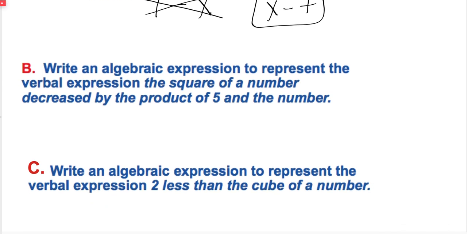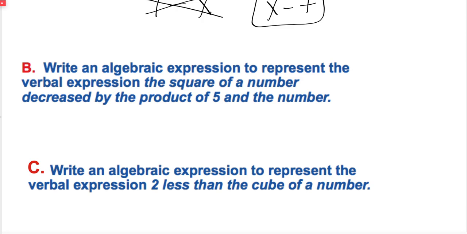For B, write an algebraic expression to represent the verbal expression the square of a number decreased by the product of 5 and the number. Okay, this one you can kind of read it and start writing it while you're reading it, all right?